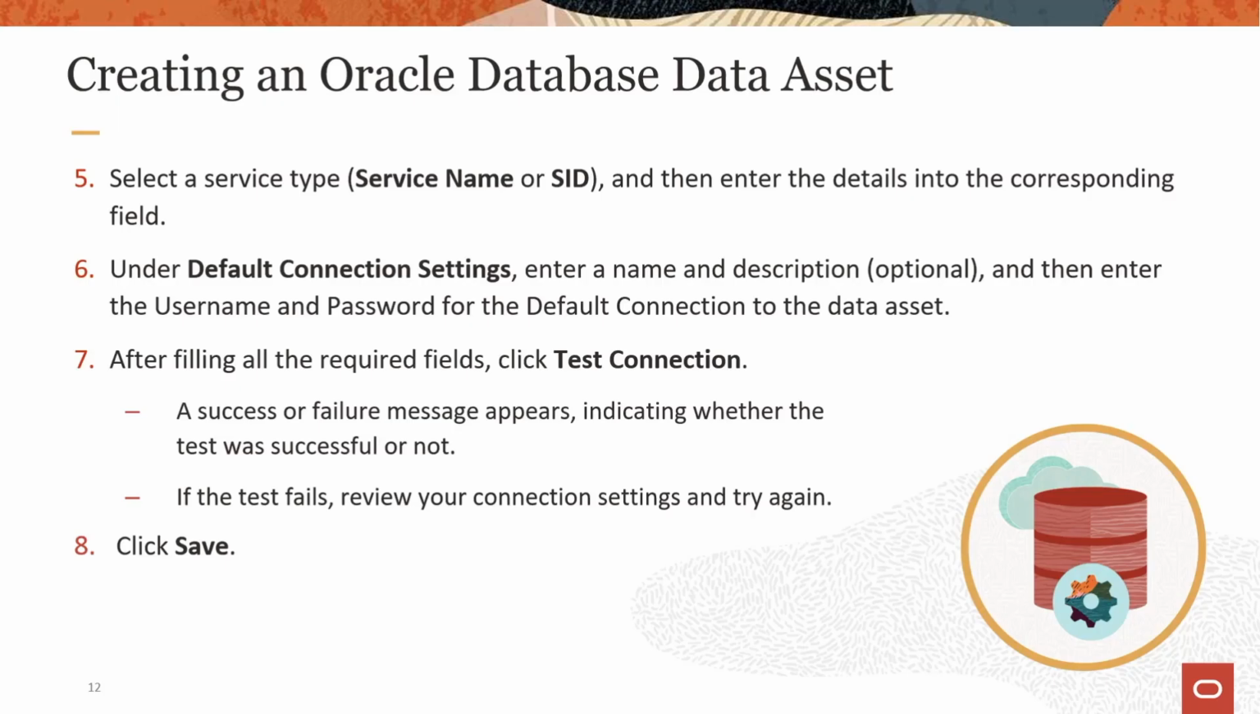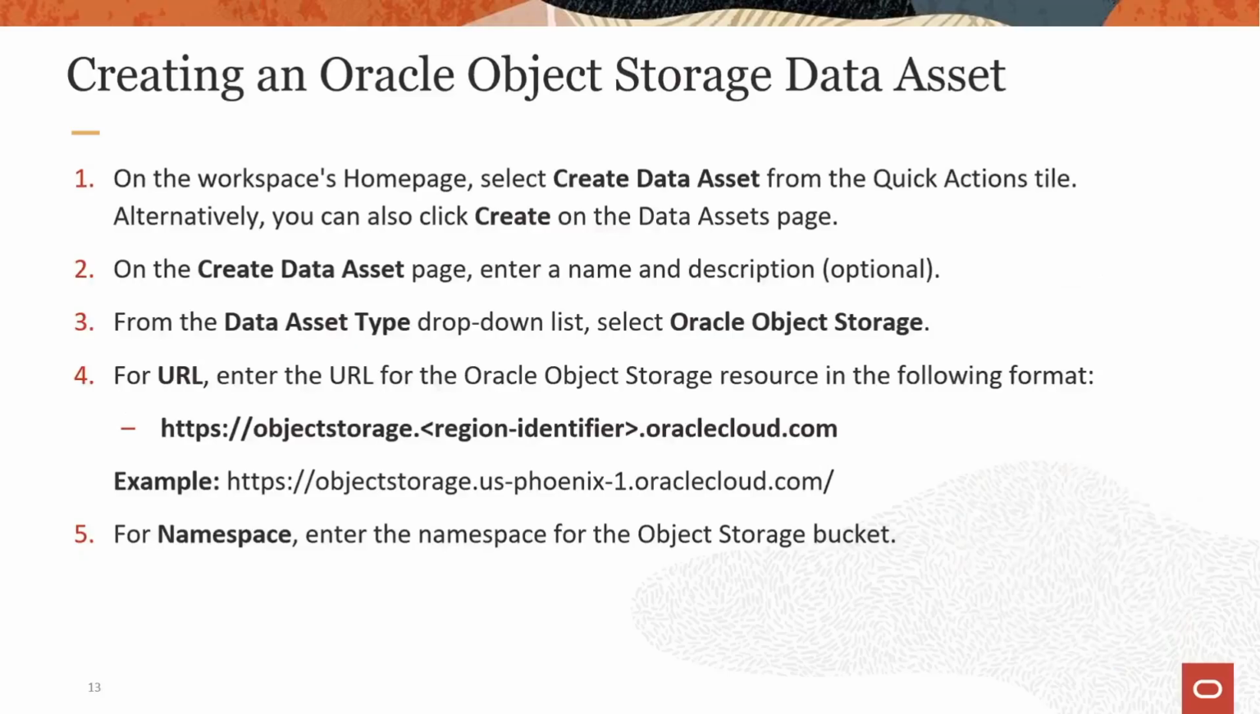It should be followed by the username and password for the default connection to the data asset. After filling all the required fields, click Test Connection. A success or failure message appears indicating whether the test was successful or not. If the test fails, review your connection settings and try again. Click Save.